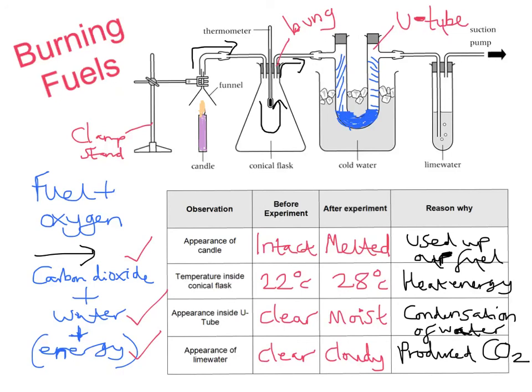So when we burn this candle wax, the candle decreases in size, the thermometer shows a temperature rise, water collects in the U-tube, and the lime water goes cloudy. And that proves that when we are burning this fuel in oxygen in the air, we are producing energy, heat energy in this example, we are producing water, and we are producing carbon dioxide. So it's just a very straightforward little experiment you can do to prove that with these particular reactants, fuel and oxygen, CO2, water and energy are our products. Okay, hope that helps.